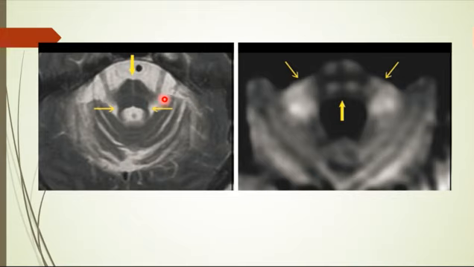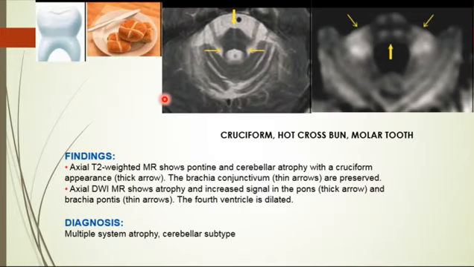So this is in favor of what diagnosis? Molar tooth is Joubert syndrome, but hot cross bun sign is not Joubert syndrome. It is multiple system atrophy, MSA, or the cerebellar subtype of multiple system atrophy. Hot cross bun sign is a sign of multiple system atrophy, which is a type of neurodegenerative disease like Parkinson's. One of them is called MSA.